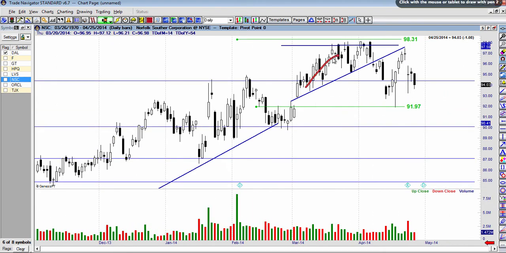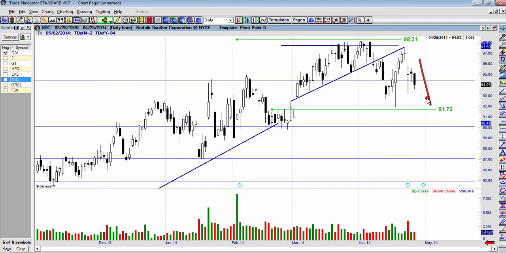NSC, again, very choppy. Earnings did come out. We did get the gap down, and it appears to be trading in the direction of the open window, which is down in this case. So 91.73 is the bullish trade setup. Do I like this trade? No, I do not. I mean, honestly, no, I do not.